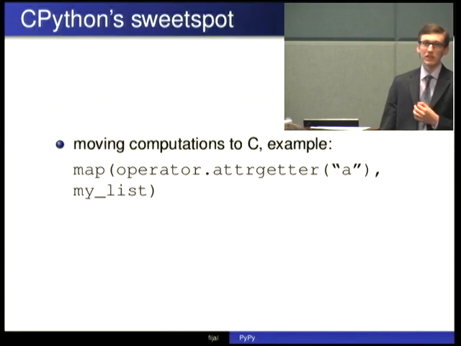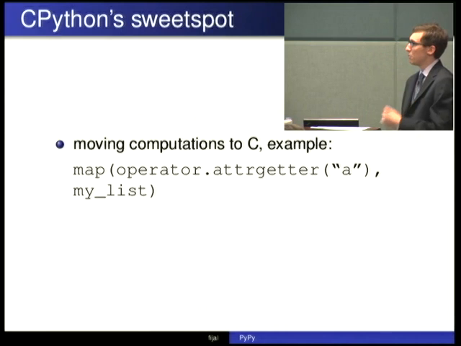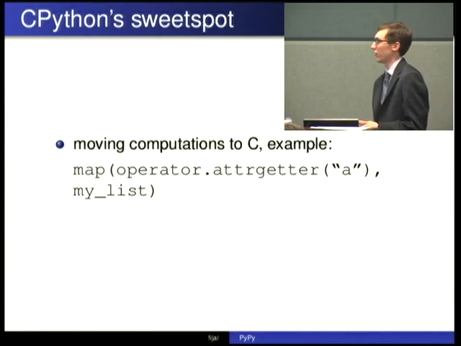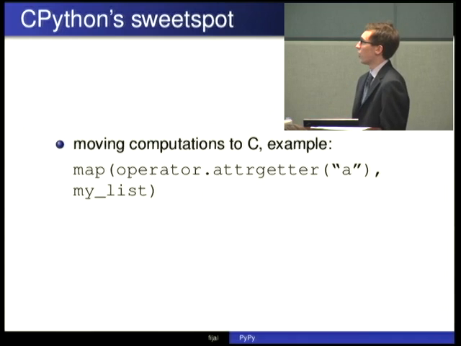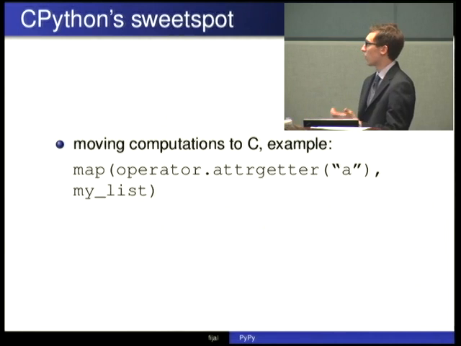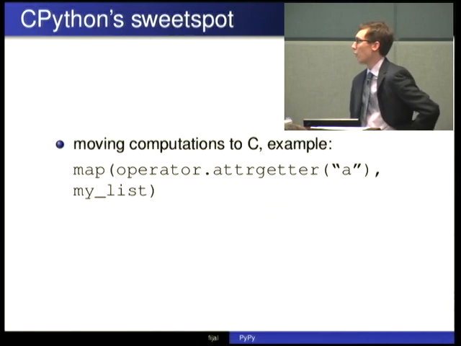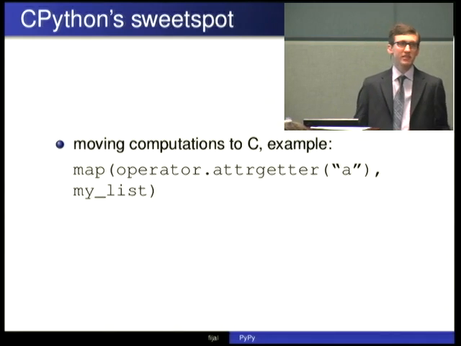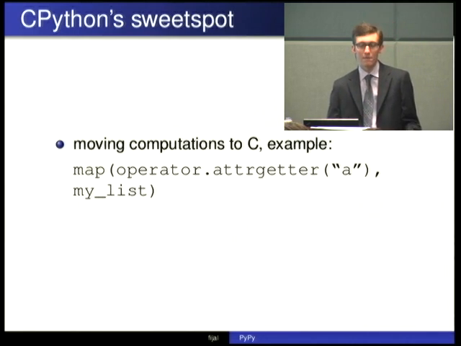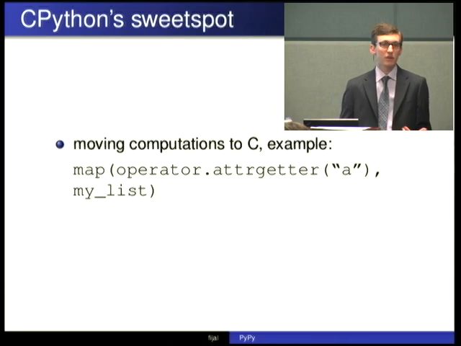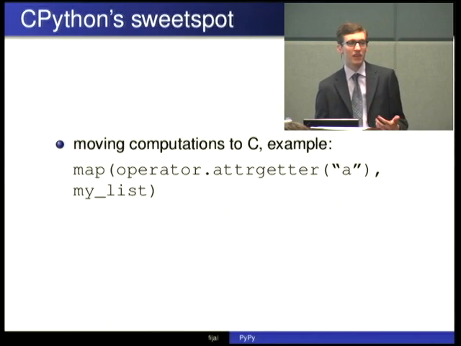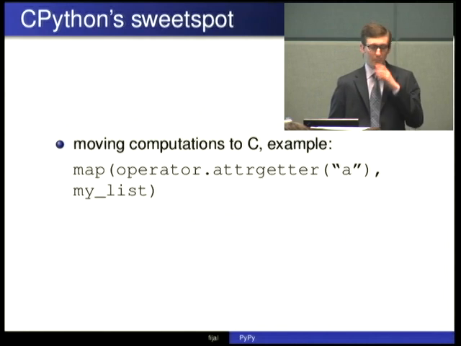So CPython's sweet spot really tends to be moving computation to C. This is sort of an example of the tricks. So instead of doing x.a for x in mylist, we're moving into the attrgetter and the mylist. And basically, CPython is just an interpreter. Every single function you have gets compiled to bytecode, which the CPython VM then executes.